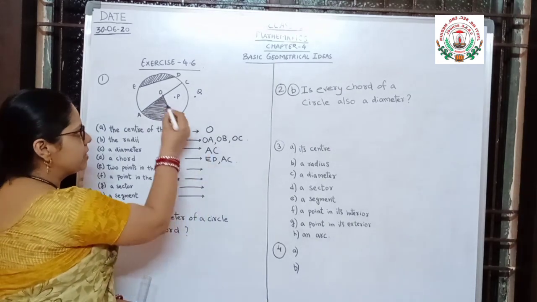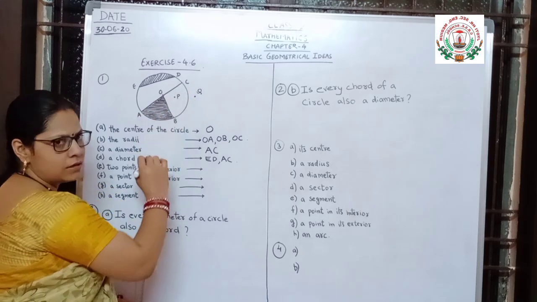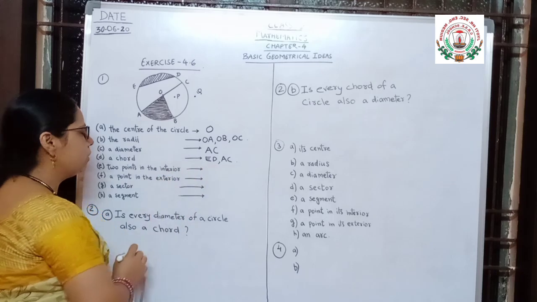Definitely this AC is passing through the center. That doesn't matter. But it is 2 points on the circle. So it is a chord. So ED and AC, these both are the chords.